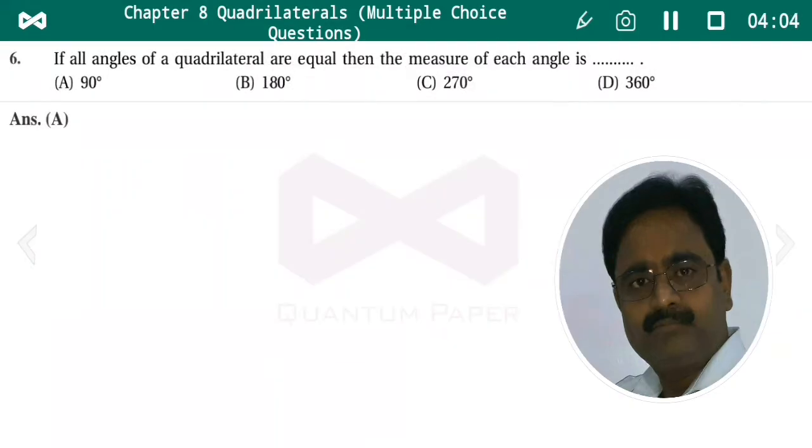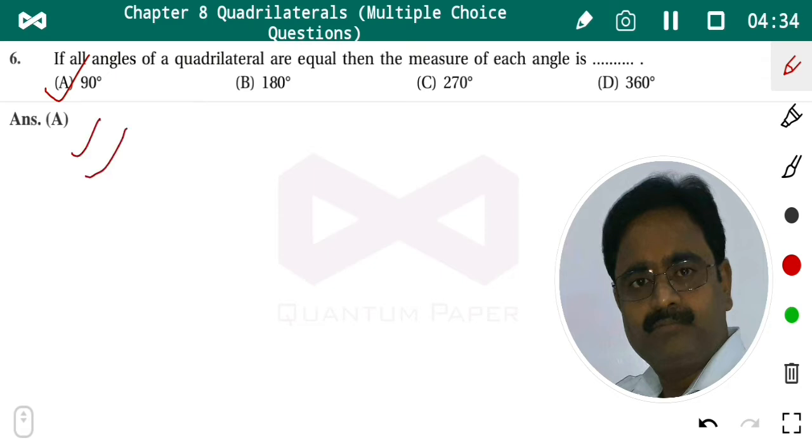Dear friends, see question number 6. If all angles of a quadrilateral are equal, then the measure of each angle is. As you know, the sum of all 4 angles is 360 degrees. The question is saying all the angles are equal, so what will be the measure of each angle? That is 360 divided by 4. So what will our answer be? 90, which is option A. Right friends? Because 360 divided by 4 is 90 degrees. Let's move on to the next question.